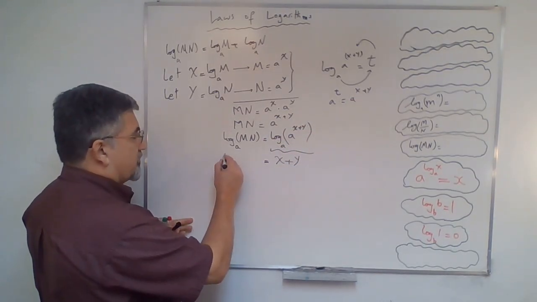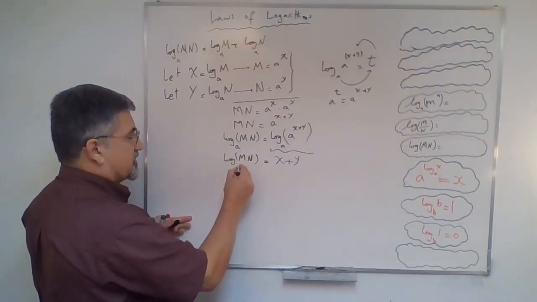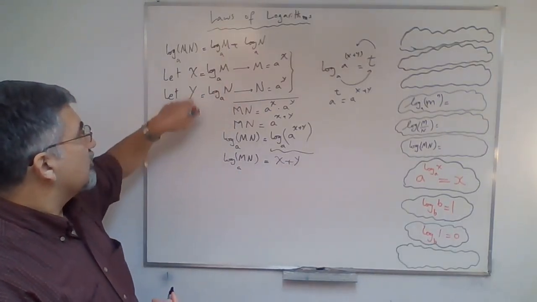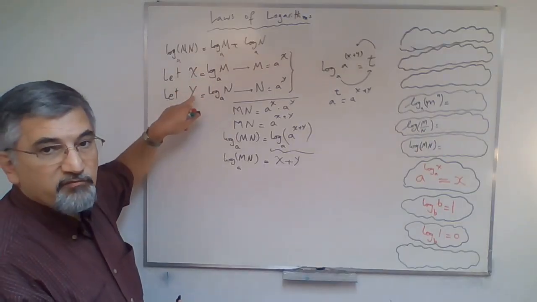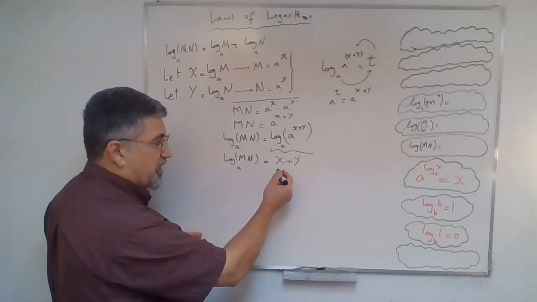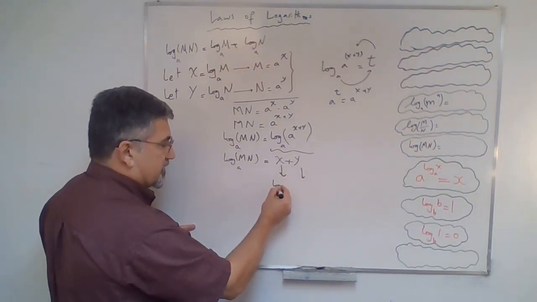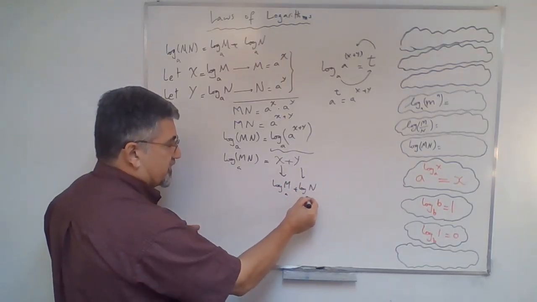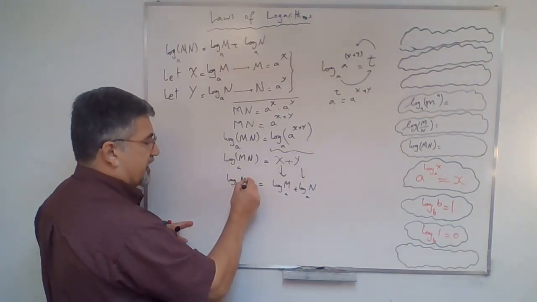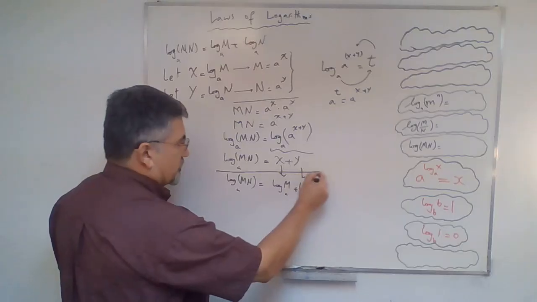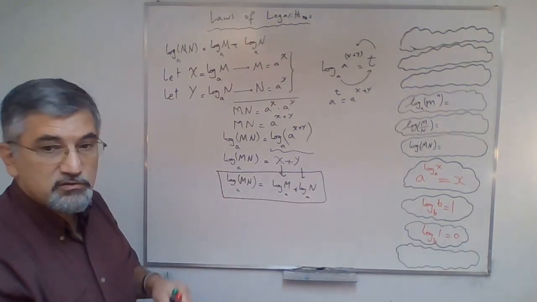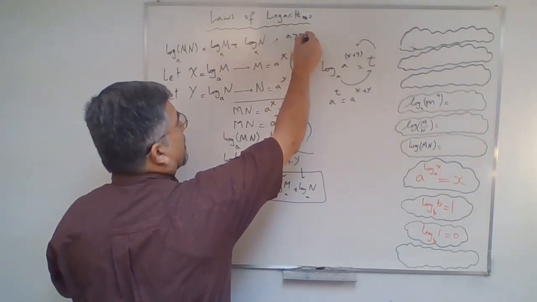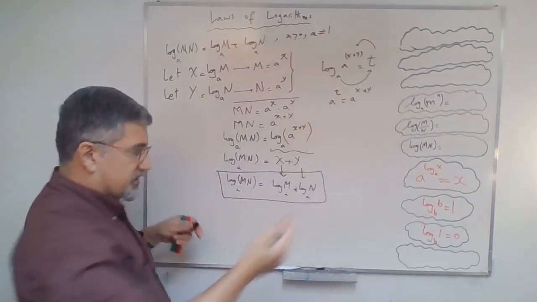So on the left, we write log of mn base a, but then let's not forget what x and y were. x and y were representing log of m and log of n base a. So I can do a back substitution here. I can say log of m base a plus log of n base a equals log of mn base a. So you see that this is what we wanted to prove. Of course, needless to say that the base has to be positive and it's not equal to 1 as always.